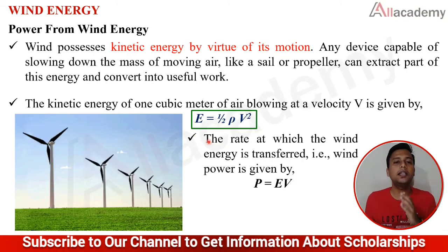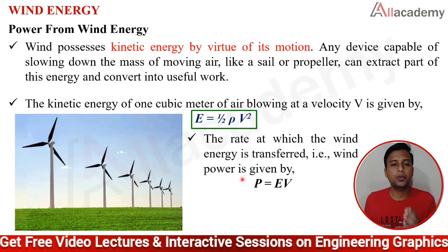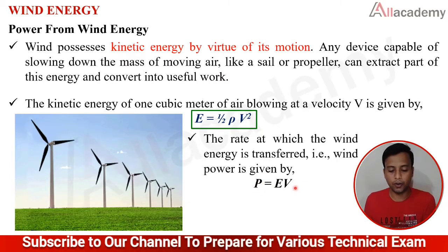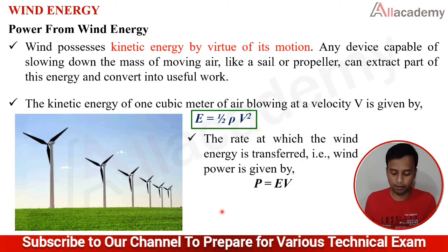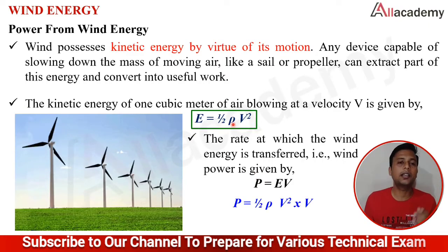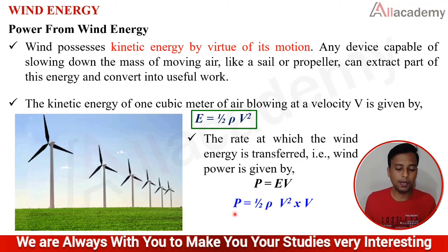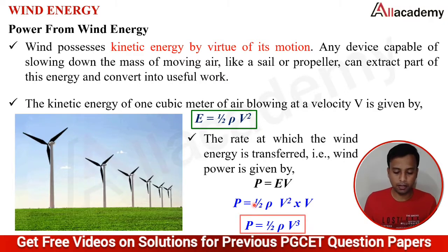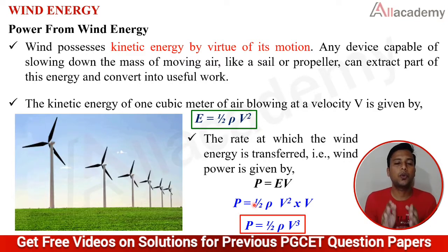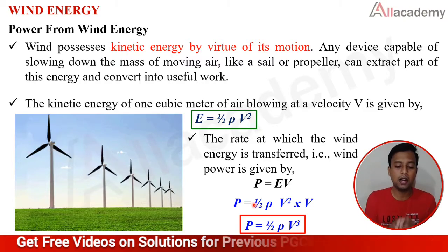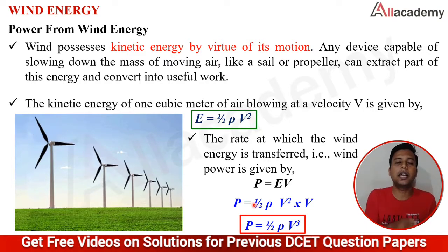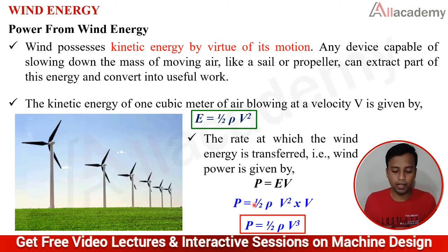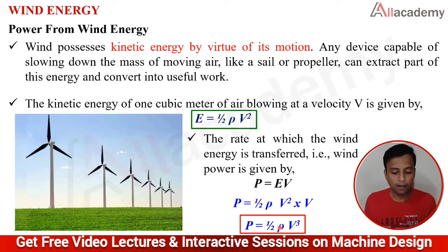So the wind power is given by P equals E into V, where E is the kinetic energy, V is the velocity, and P is the wind power. We have already calculated the kinetic energy, so let us substitute it. P equals half rho V square into V. Then the wind power becomes P equals half rho V cube. This is the rate at which the wind energy is getting converted, that is the wind power.